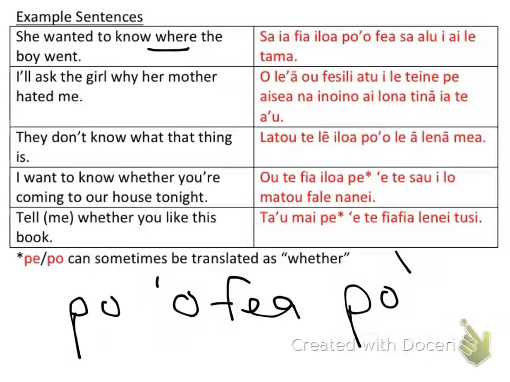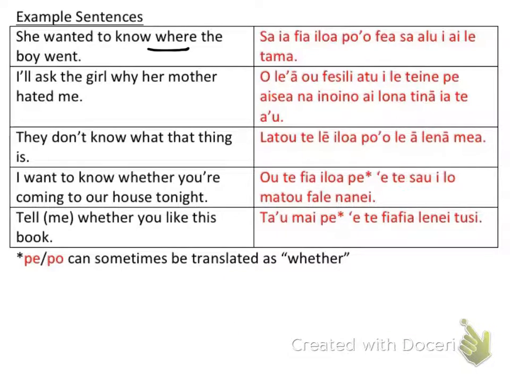And so you'll see in the sentence, she wanted to know, that we're saying a direct statement right here. Sa ia fia iloa is she wanted to know, and then my po fea is indicating the where here. It's indicating an indirect question. So po fea sa alu iai le tama, where the boy went. Okay, so just remember I put a po or pay before these indirect questions, and a lot of times you can know where that is by the question word.